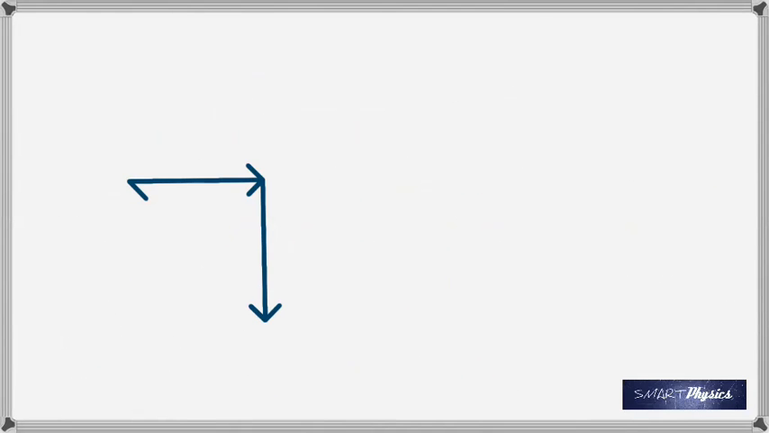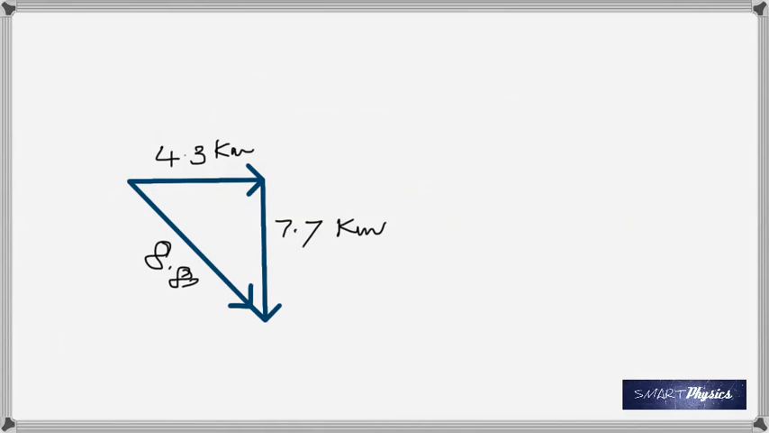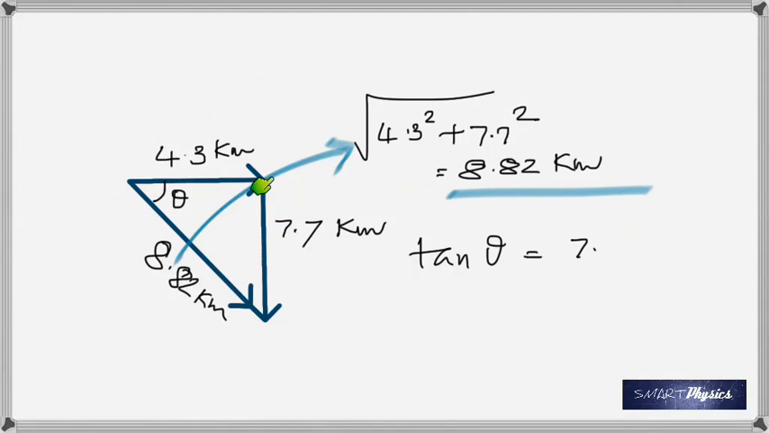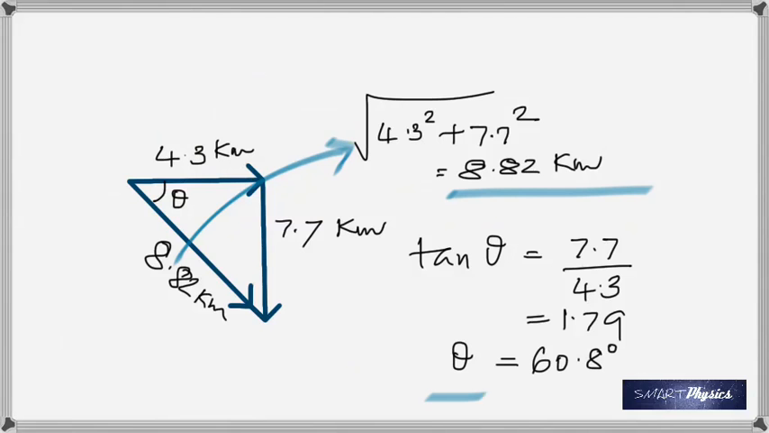So let me draw that again. So that's the x and the y. Positive 4.3, negative 7.7. Okay, and so this would be 8.82, because you've got to square both, add them up and take the square root, right? So that gives you 8.82 kilometers, and then you can find this angle theta by taking tan theta, because this is the opposite side by adjacent side. So take the opposite by adjacent, you would get 1.79. Take the arc tangent of that, you get 60.8 degrees.